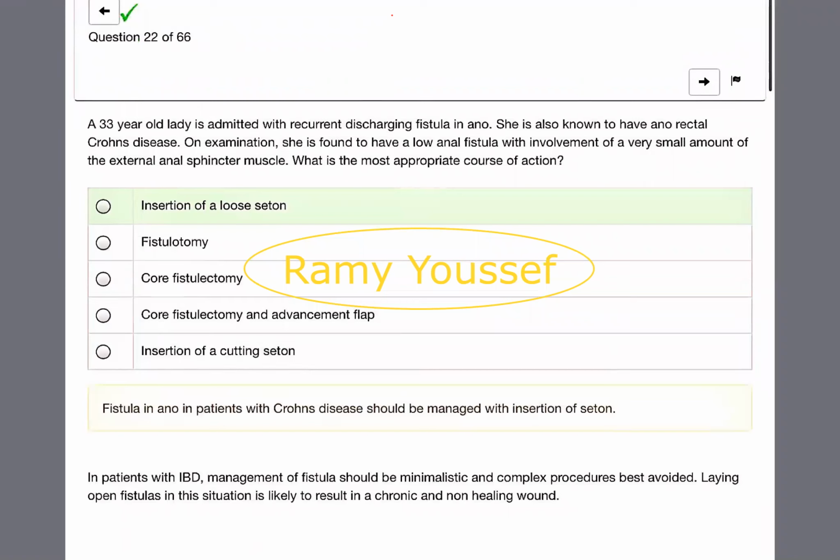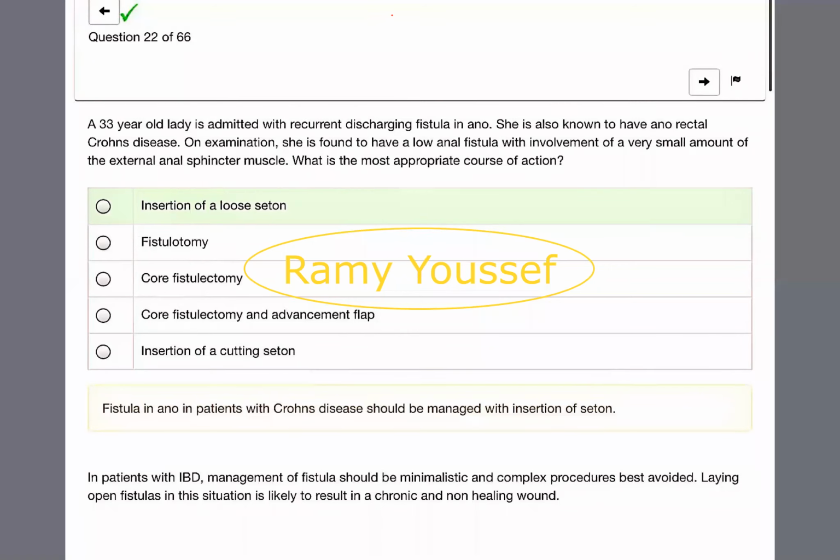In fistula in ano in a patient with Crohn's disease, she is also known to have anorectal Crohn's disease. On examination, you have a low anal fistula. The traditional treatment for a low anal fistula is that you lay it open. Not hysterectomy. You just lay open the tract and keep it open, and you make curettage, cleaning or deroofing of the fistula. In a high fistula, it is normal to go for a seton.